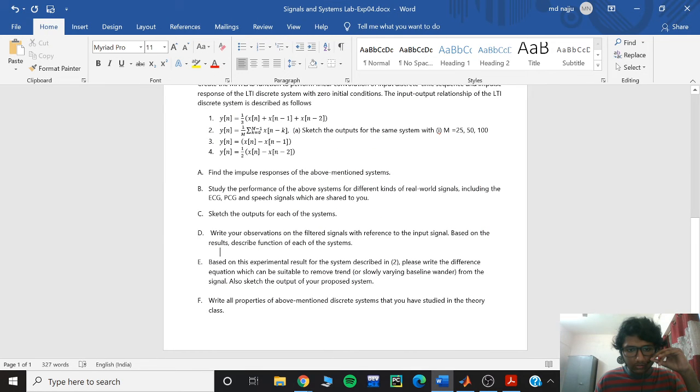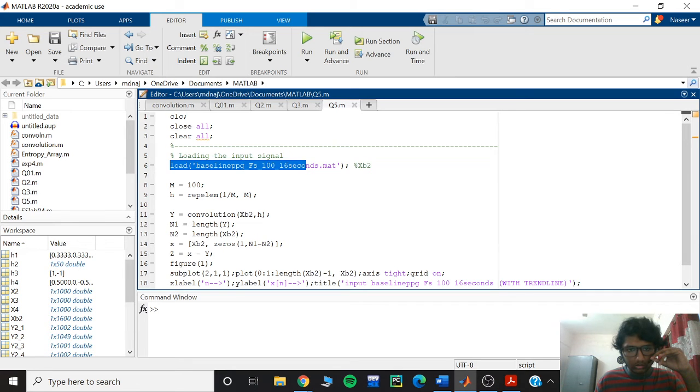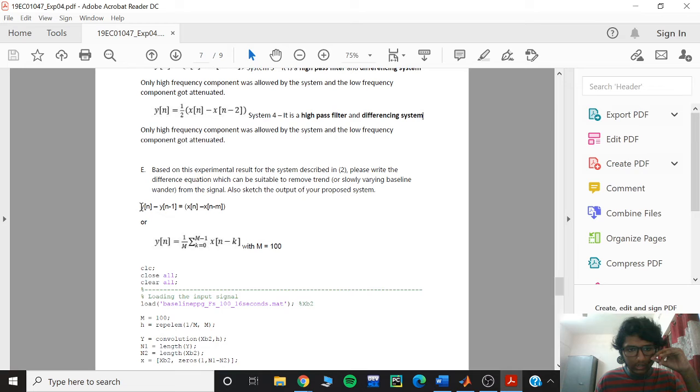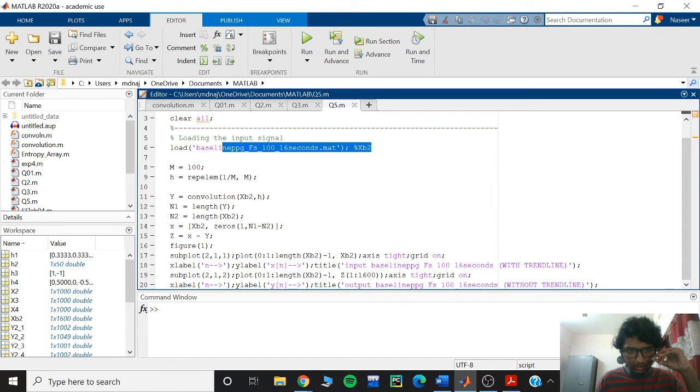Now, in the next part of the question, we are asked to write the code for removing the trend line of an input signal. So I've loaded an input signal over here, XB2. The system that I've used for removing the trend line is nothing but system 2. This can be rewritten in this form. This is nothing but system 2. I've chosen M to be 100 over here. So by doing that, I know the impulse response of the system and I have the input signal over here.